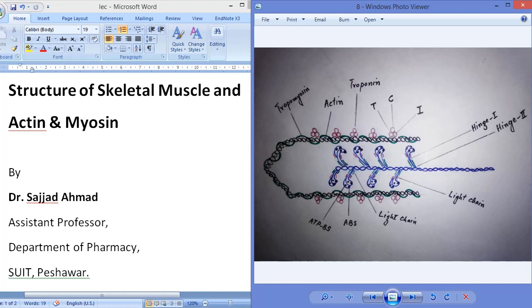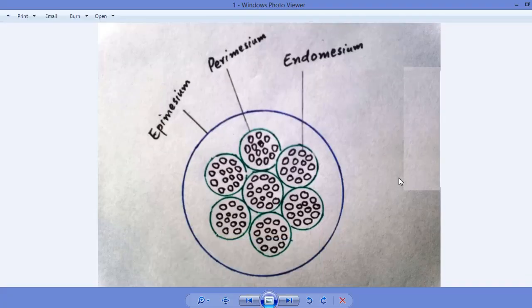Bismillahirrahmanirrahim. Today we are going to learn about the structure of skeletal muscle and actin and myosin. To know about the basic structure of skeletal muscle and actin and myosin, we are going to the first slide. In this slide, we can see the cross section of a skeletal muscle.